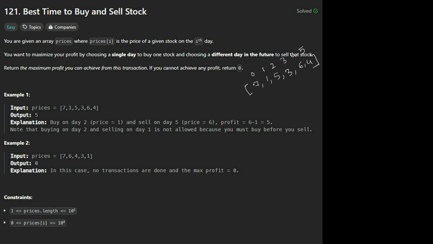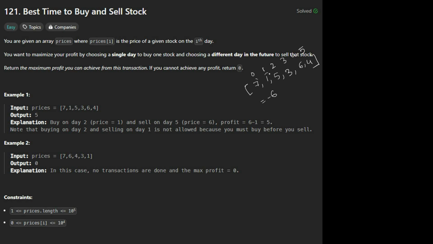On the 0th day, if I purchase this stock for 7, and on the first day I sell this stock for 1, then our cumulative profit is going to be -6. We're going to make a loss. So I have to purchase the stock as cheaply as possible. On the first day, the stock price is the lowest.